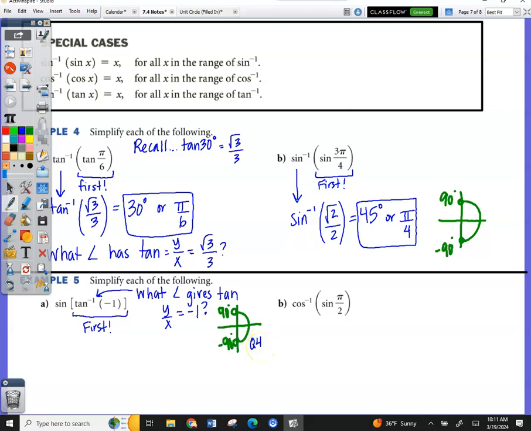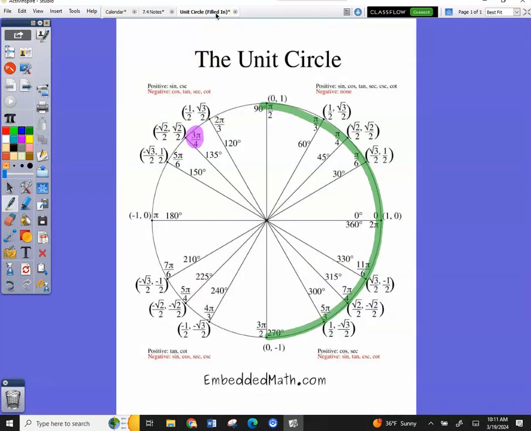So go to your unit circle. It's 7 pi over 4. Okay, it is 7 pi over 4, but wait, no, it's -45. There it is. Yeah, there it is.